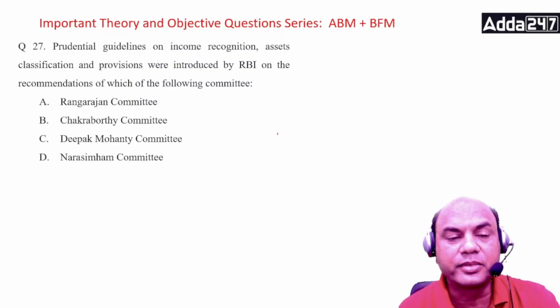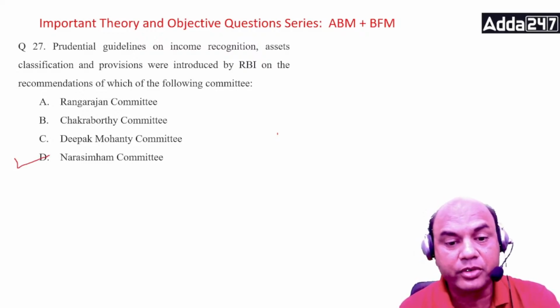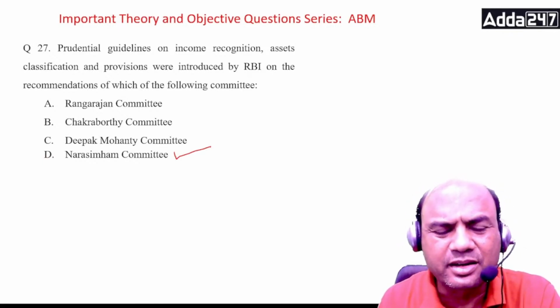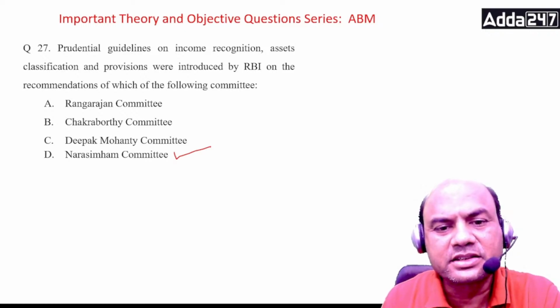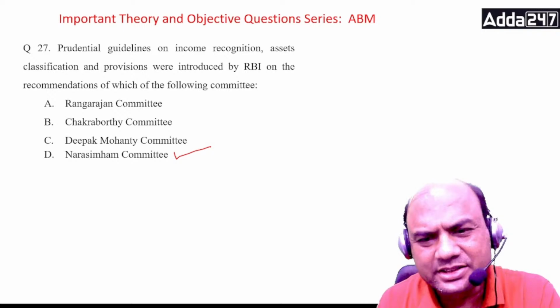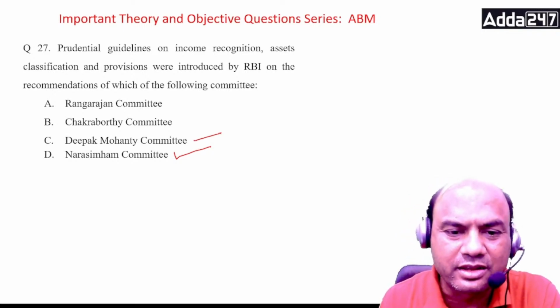It was taken on by the Narasimham committee. Okay? Narasimham committee. Very important. Got it? So the right answer is Narasimham. But what are the other committees? Rangarajan, Chakraborty, Deepak Mohanty. What was it about? I'll just give you one simple example. The Deepak Mohanty committee came in 2015, the latest.